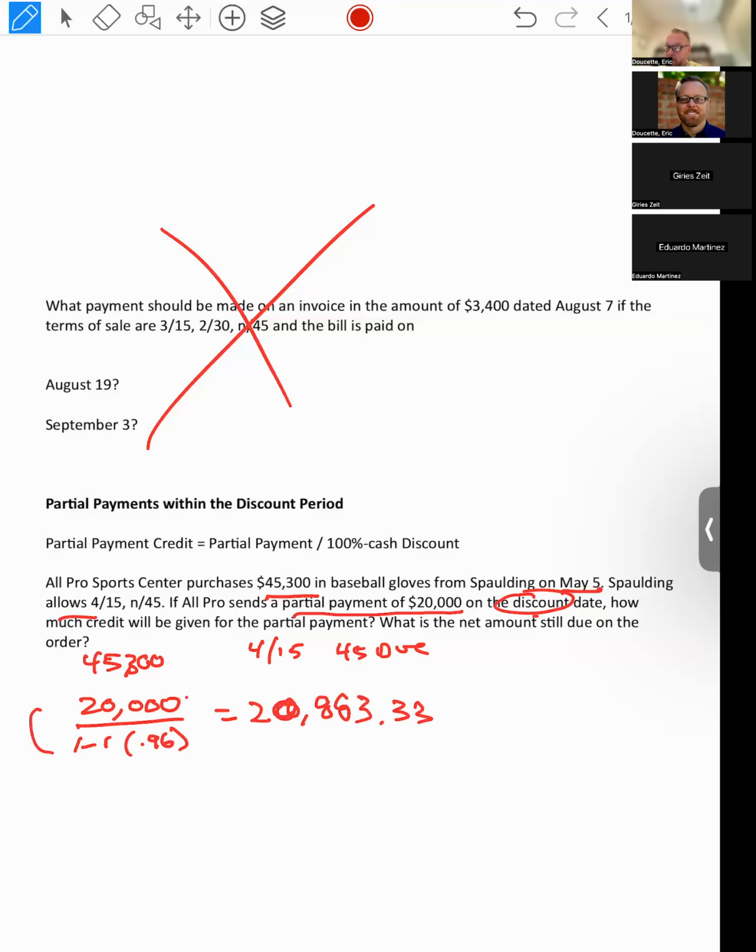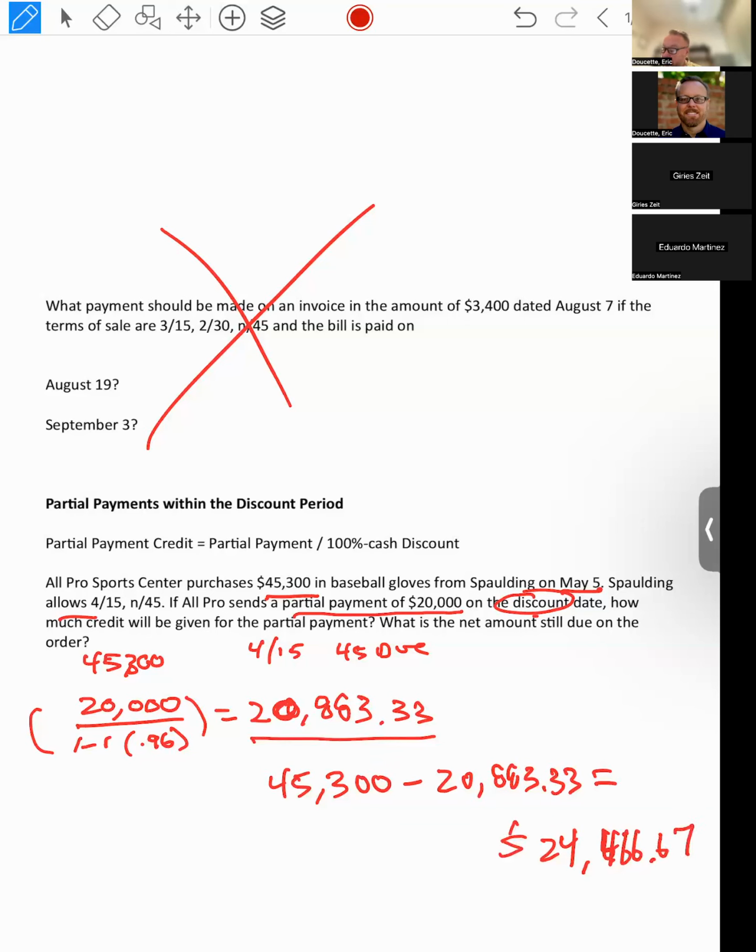All I'm doing is figuring out what my partial payment is worth as a credit based off of the discount amount, because I'm not going to get a discount on the whole thing, right? I'm only going to be getting a discount on the 20,000. So it becomes a credit of 20,883, and then I subtract that. That's my partial payment, and that gives me a total of $24,466.67. So that's what I still owe on day 45.